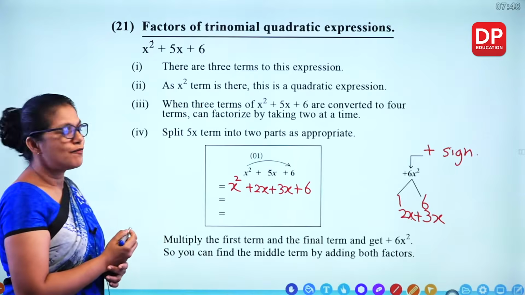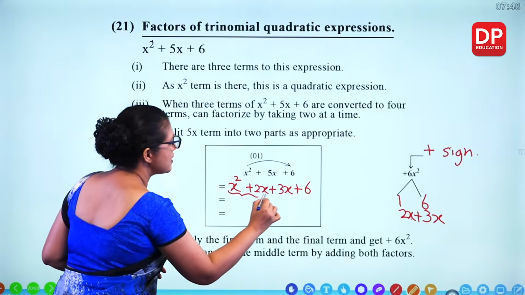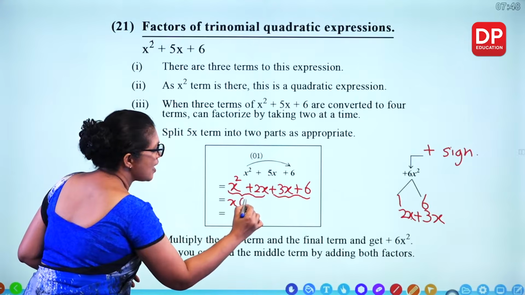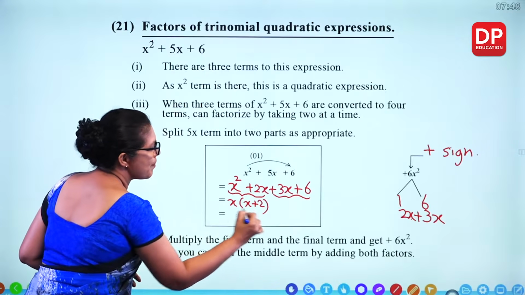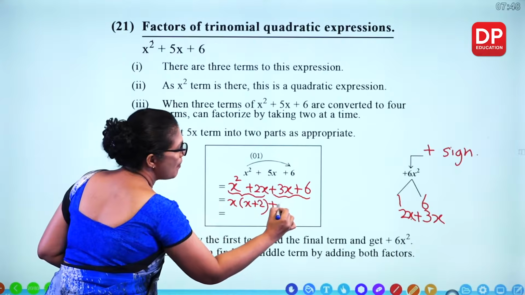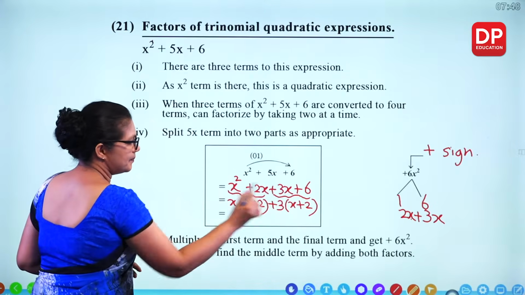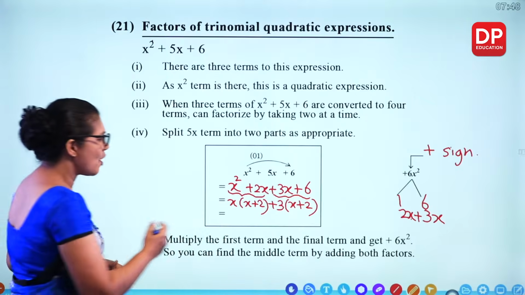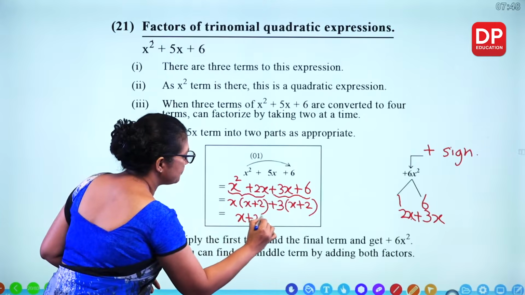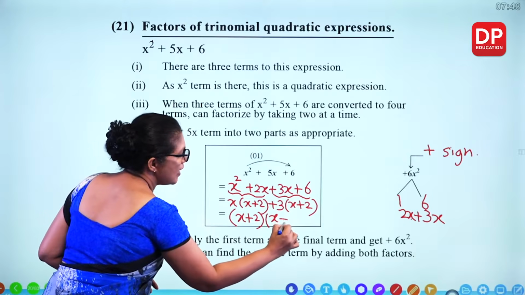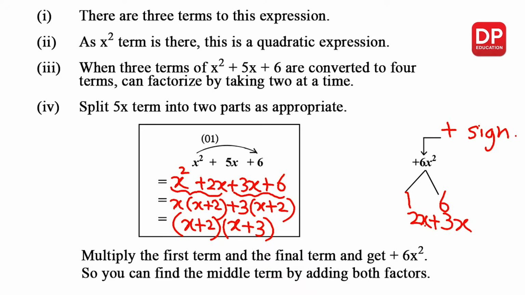Now we get 4 terms. Take 2 at a time and factorize. X is common, take it out. X plus 2 is remaining. 3 is common, take it out. Again, x plus 2 is remaining. Now, x plus 2 is common. Take it out. So what's the remaining part? X plus 3.